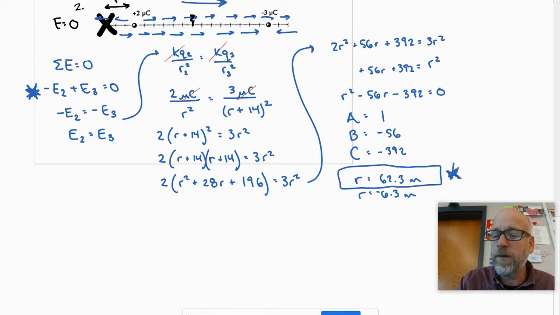I hope you're still with me. That was a lot to take in. It's a bit of a classic AP problem, so I have to go through. Plus, let's be honest, just doing the binomial expansion was exciting. And then using the quad form. That's how you go about finding where the electric field is equal to 0 on a number line.